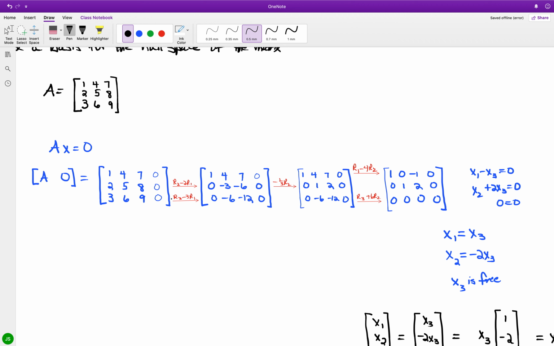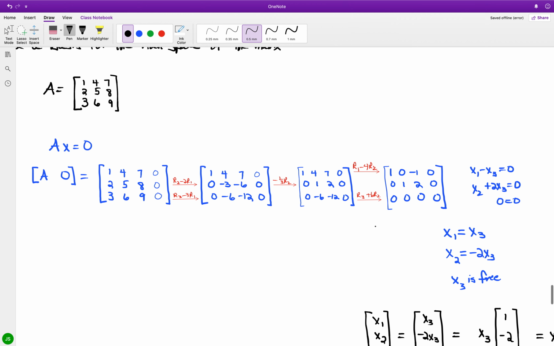To get this in reduced echelon form, going through the process, we have R2 minus 2 R1, R3 minus 3 times R1, and then converting the next pivot position value from -3 to 1, I'm going to take -1/3 of the second row elements. So I have 0, 1, 2, 0 going across, and going all the way out to the reduced echelon form, we have R1 minus 4 R2 and R3 plus 6 times R2.